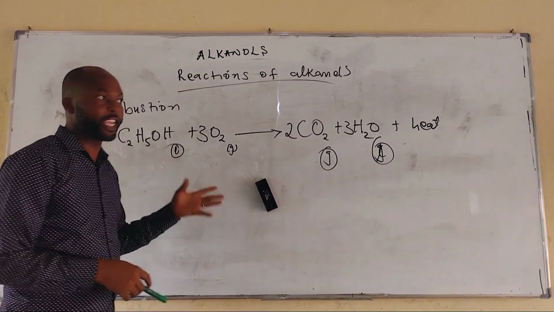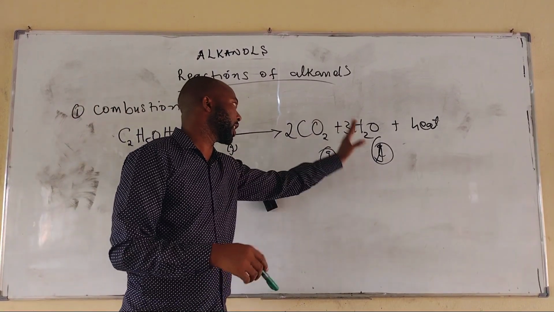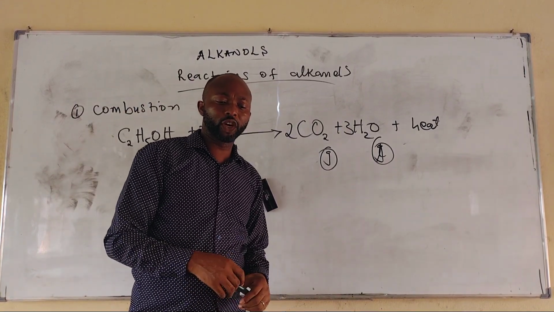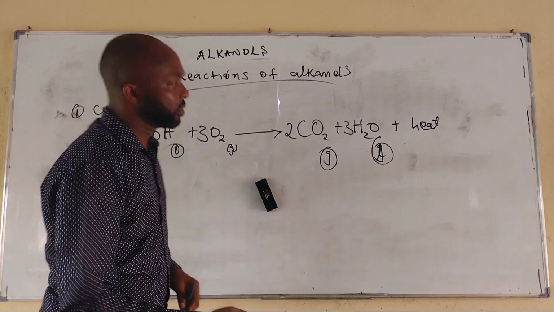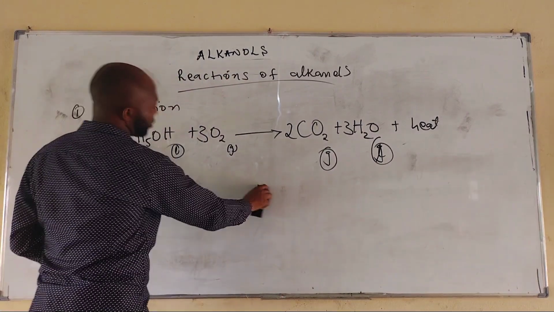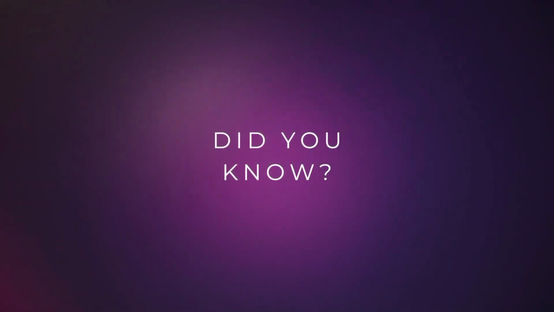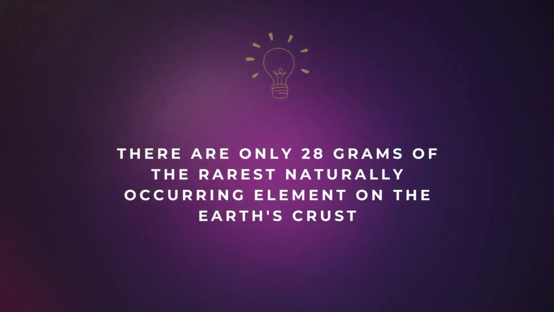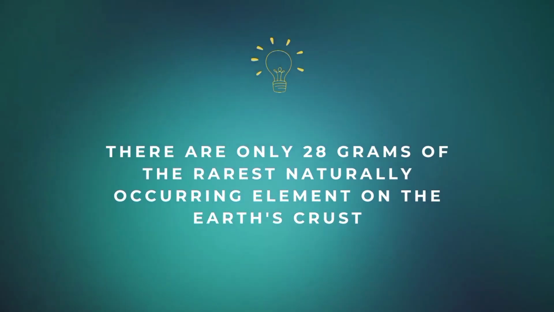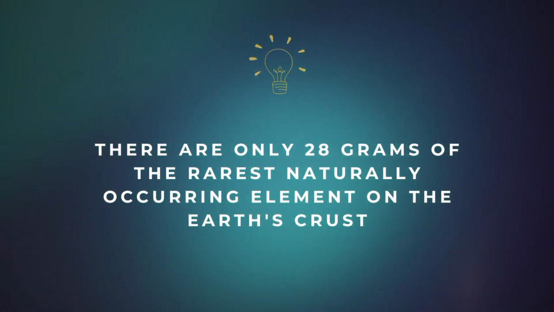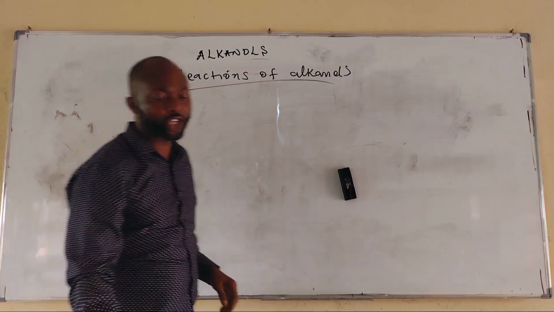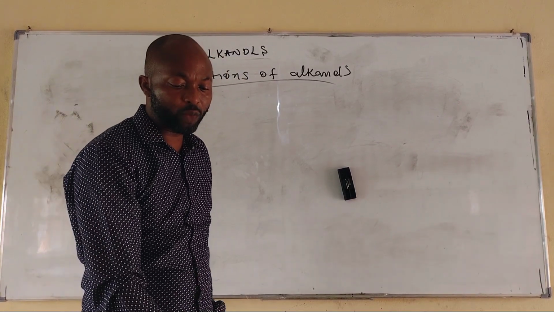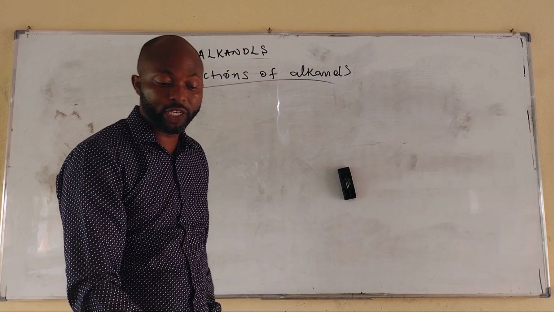So this first reaction is called combustion, which means ethanol burns in oxygen to give us carbon dioxide and water. Now let us look at another one, number 2: reaction with sodium metal.